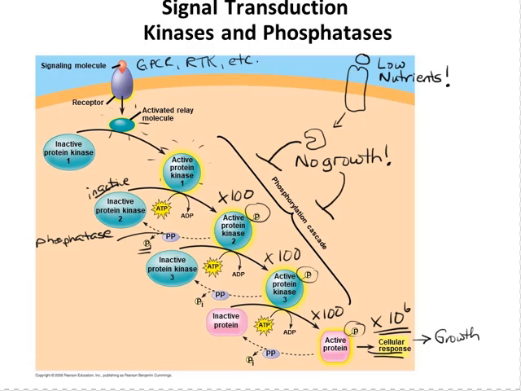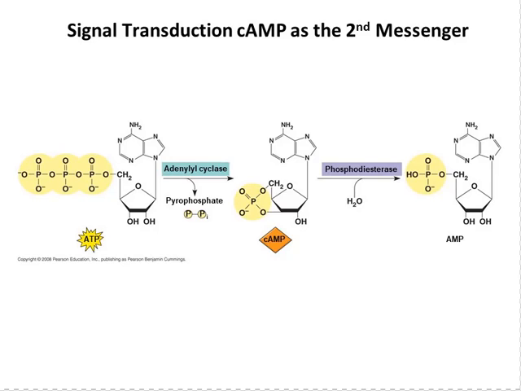We'll look at three commonly used second messengers: cyclic AMP, IP3 and DAG, and calcium ion. Cyclic AMP is a nucleotide-derived second messenger produced by the action of the enzyme adenylyl cyclase, which converts ATP to cyclic AMP by cleaving off the two terminal phosphate groups and cyclizing the remaining phosphate to the ribose sugar of the nucleotide. Adenylyl cyclase can be activated by a number of different receptors in the cell.